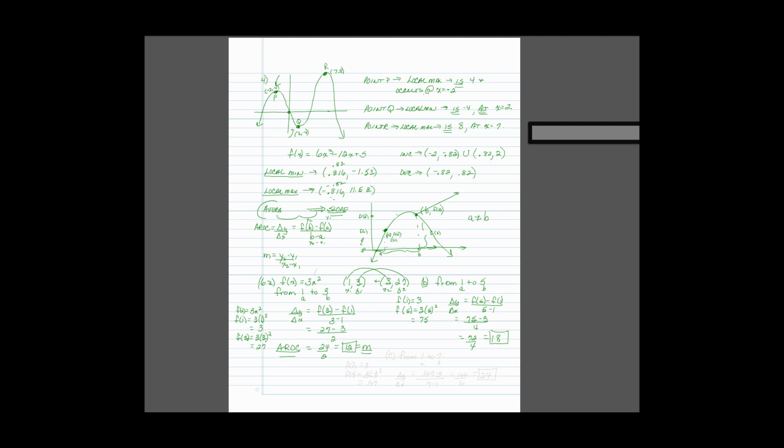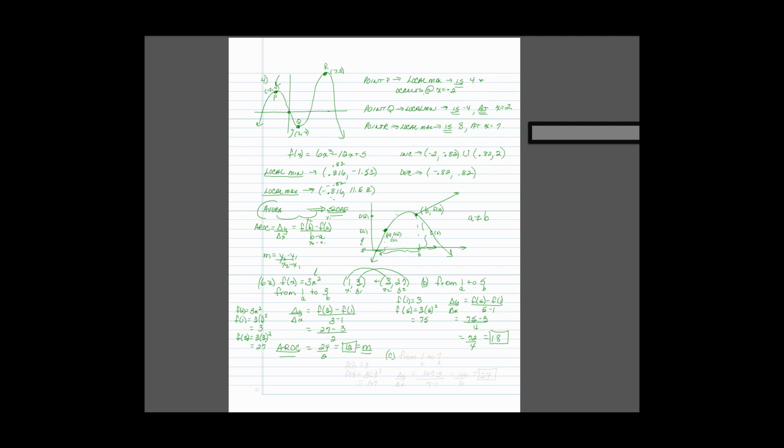So the slope of the line between 1 and 5 would be 18. It's different than between 1 and 3. Because this is a curve. My function is a curve. If you want, pop that into your graphing calculator and see what that looks like. It's a parabola. It's not a straight line. That's why the slope isn't constant. It changes. Alright?